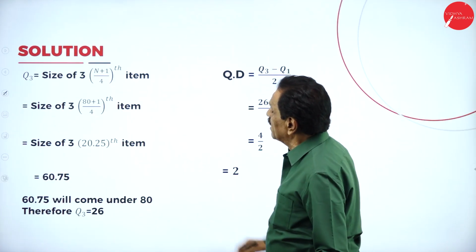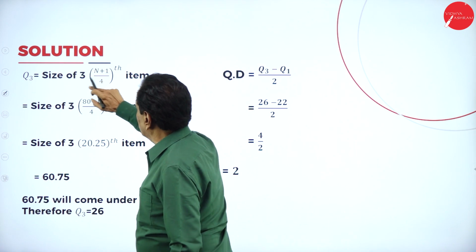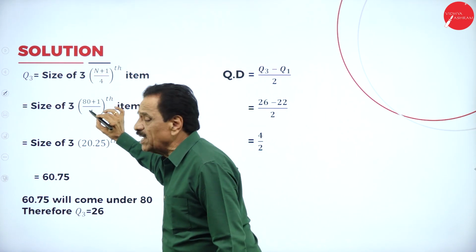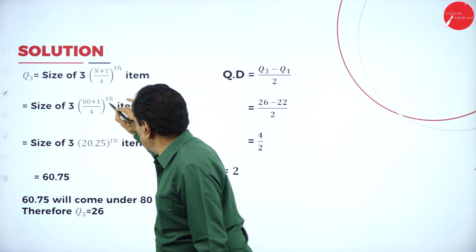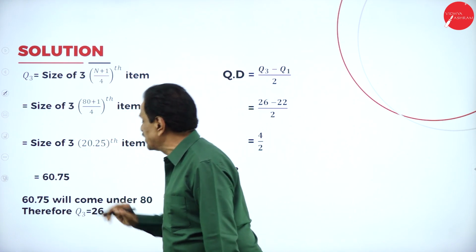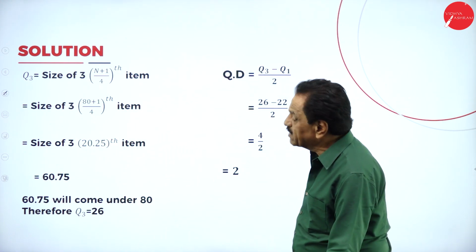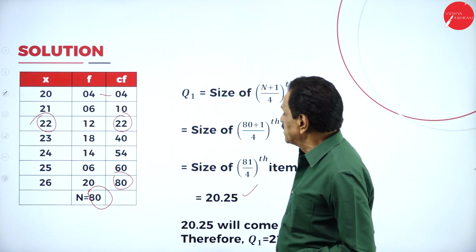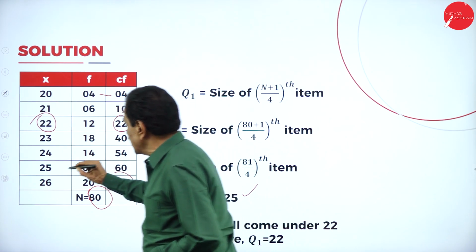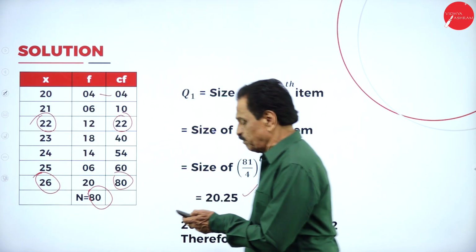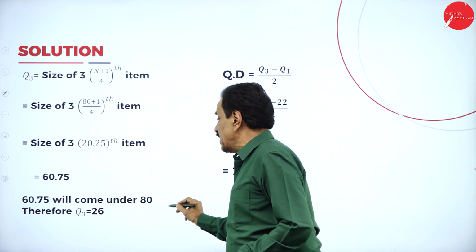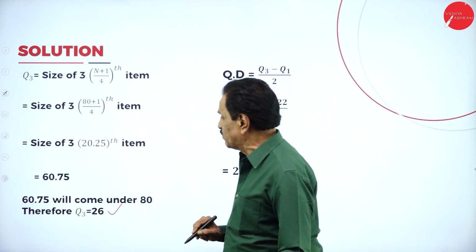We'll move on to the next one. Q3 is equal to the size of 3 into (n plus 1) divided by 4th item. 3 into n plus 1 is 80 plus 1 divided by 4th item. So 20.25 into 3 is 60.75. Find where the 60.75 will come. It is more than 60, so it will come under 80. The concerned number is 26. Therefore, Q3 is equal to 26.